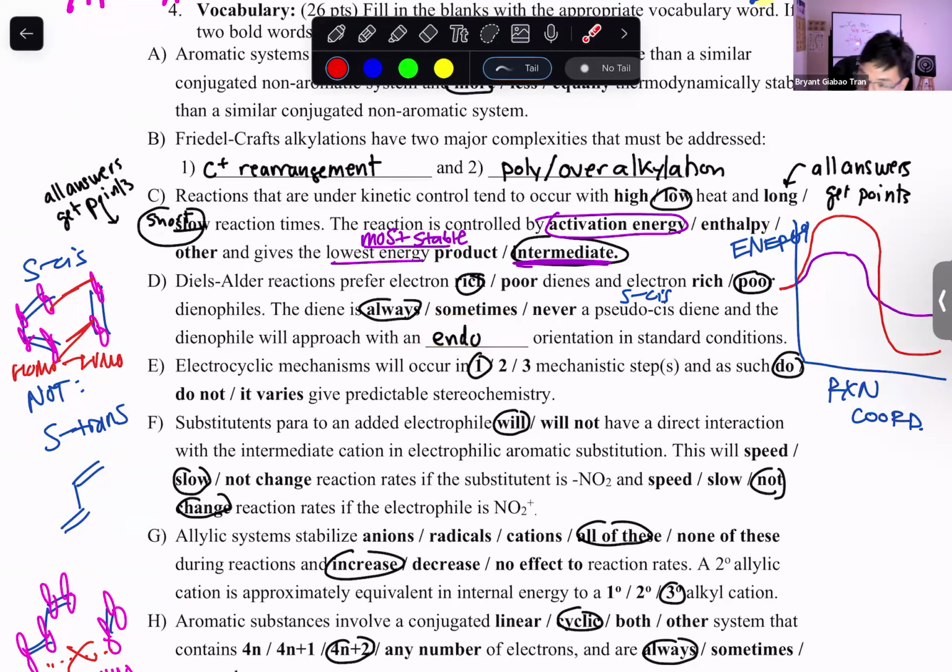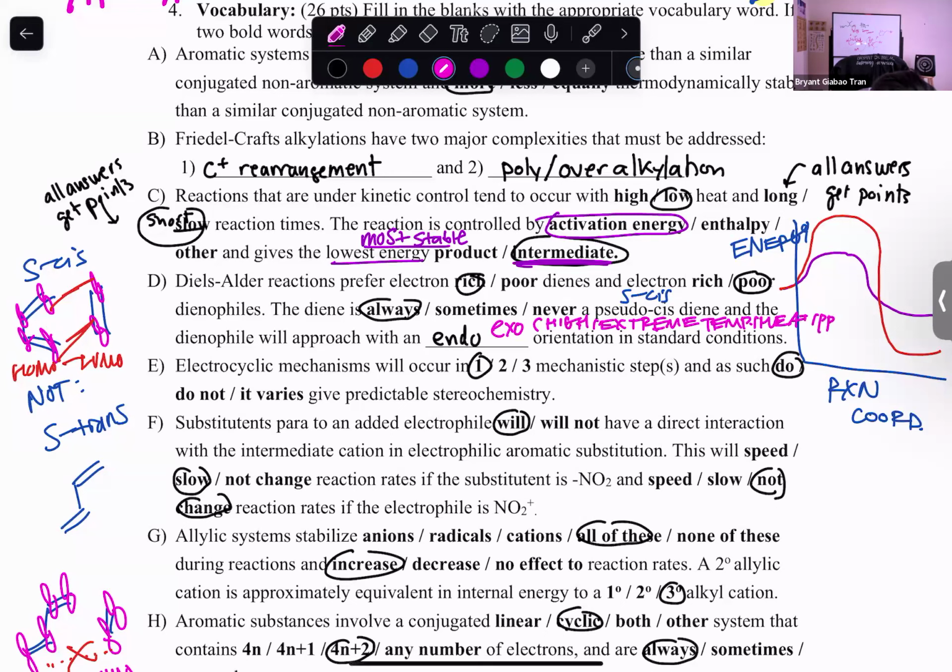Exo if high or extreme temperature, heat, or pressure, extreme conditions, in order to overcome this big activation energy hump to get the thermodynamic product, aka exo product. But in standard conditions, that's why we always draw the endo product for Diels-Alder problems, right? Which is the kinetic product. So in Diels-Alder, in standard conditions, it's always going to give you the endo product. Yeah.